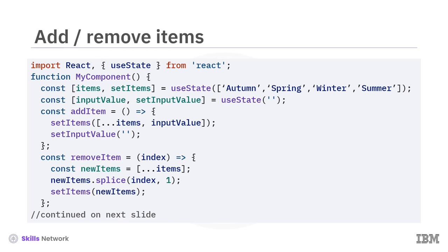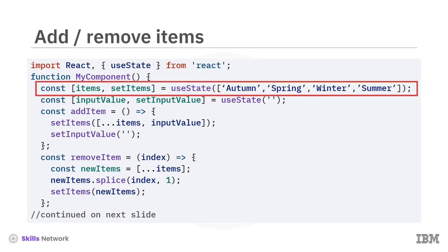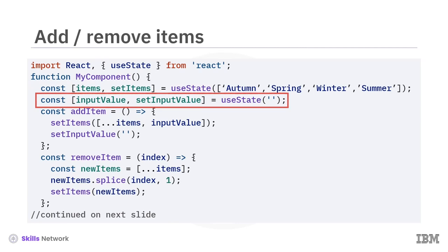You can add or remove items from an array using state and React's setState method as shown in the code as follows. State management. The component utilizes the useState hook from React to manage its state. 2 state variables are declared. Items. Holds an array of strings representing seasons, initially set to autumn, spring, summer, winter. Input value. Represents the value of the input field used for adding new items to the array, initially set to an empty string.